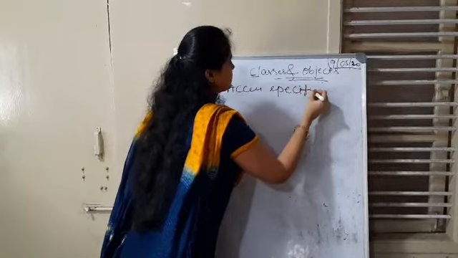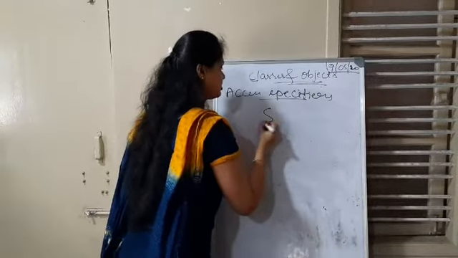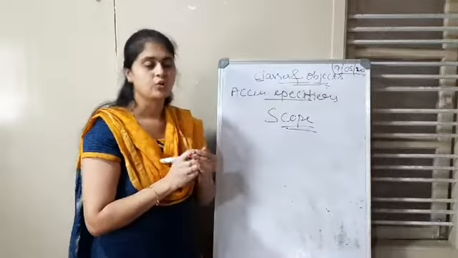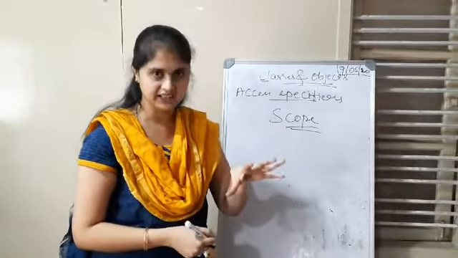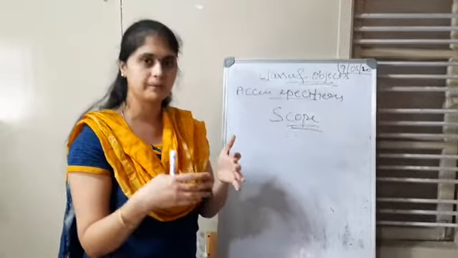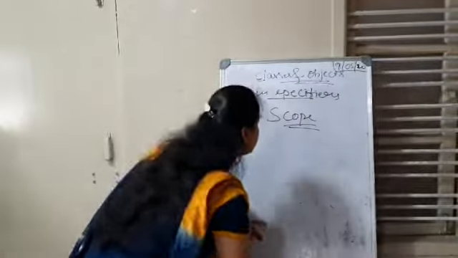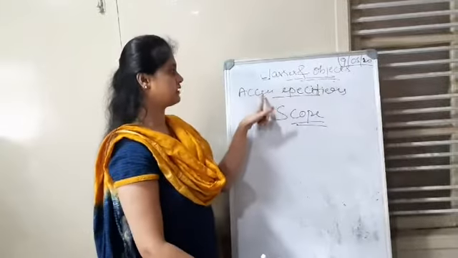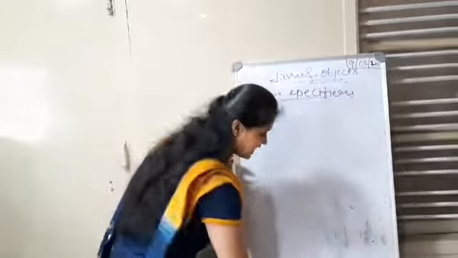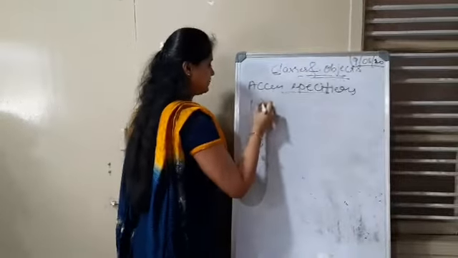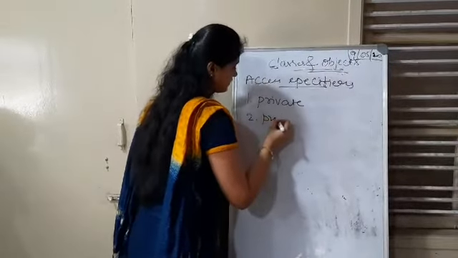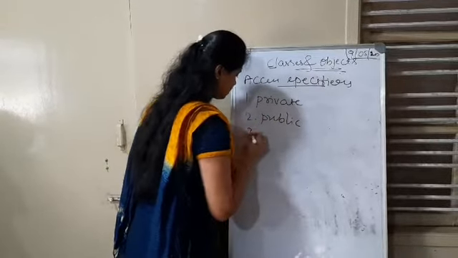Access specifiers, as I already explained, give the scope of data. Scope of data means: the data you defined under private, who can access it; the data you defined under public, who can access it, etc. So the scope of data can be defined by using access specifiers. Now the access specifiers are 3: one is private, another is public, another is protected.